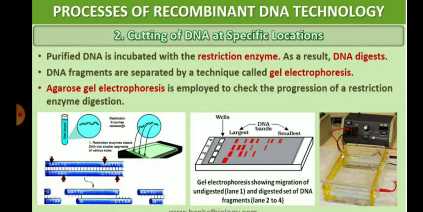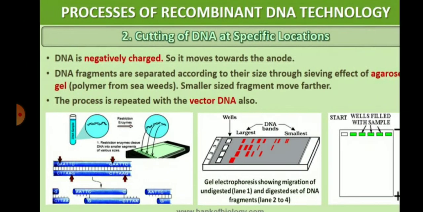So children, in this picture you can see the DNA bands. Some small bands and some large bands are developed in the gel electrophoresis technique. So children, DNA is negatively charged and we know it moves towards the anode. So the DNA fragments are separated according to their size through the sieving effect of the agarose gel, and the smaller size fragments move farther.